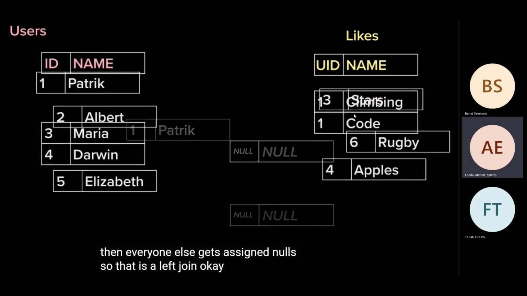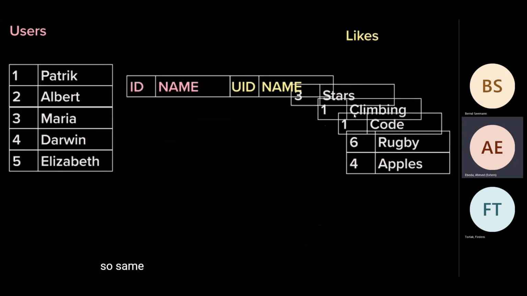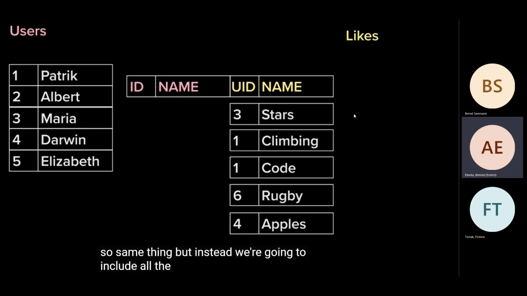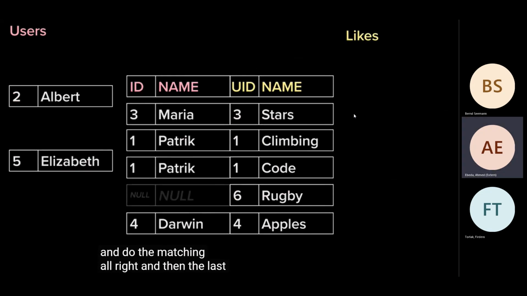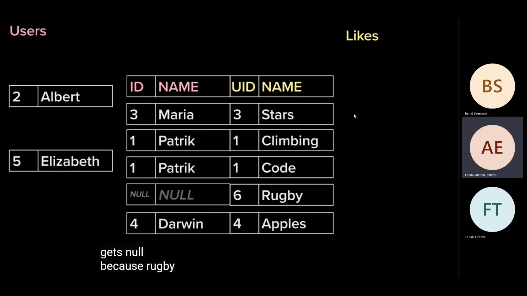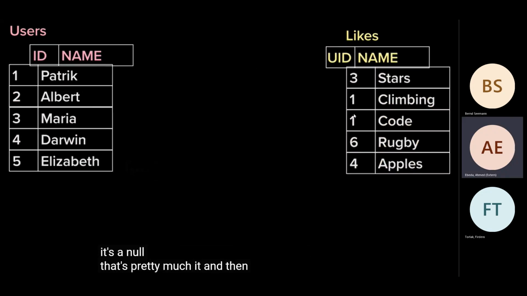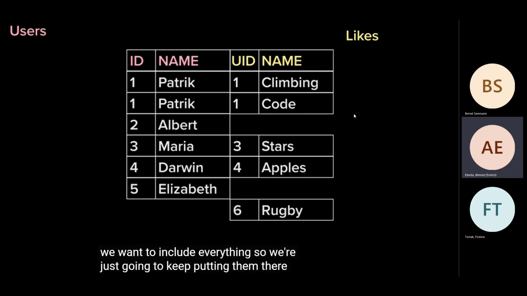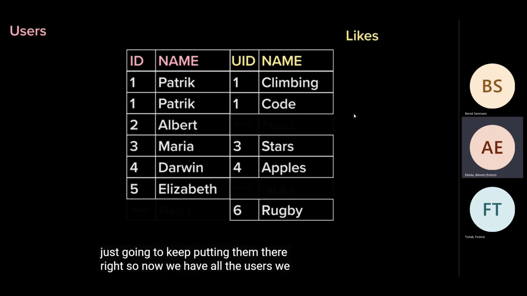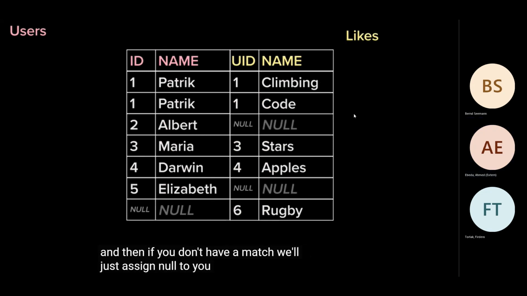Okay. Now let's do a right join. Same thing, but this time we're going to include all the likes instead of users. And then we go ahead and do the matching. All right. And then the last one just gets null because rugby does not have a match. That's pretty much it. And then lastly, outer join, we want to include everything. So we're just going to keep putting them there, right? Now we have all the users and all the likes. And if you don't have a match, we'll just assign null to you.